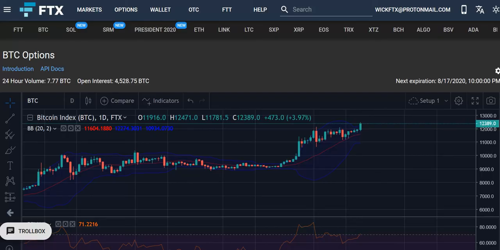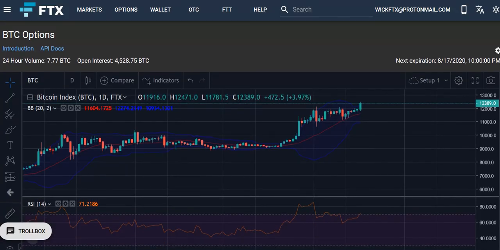The next videos I will be making will be of my trades. And just to recap, guys, I did openly buy a call option with a strike price of $12,000, and I still have that call option open. And as you can see, it's just now gone into profit today.